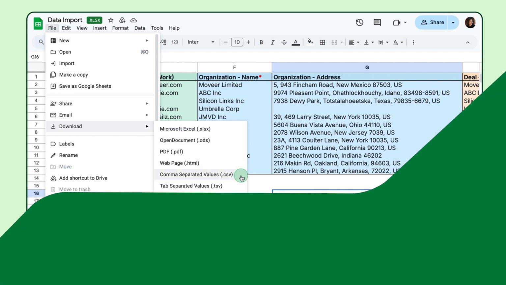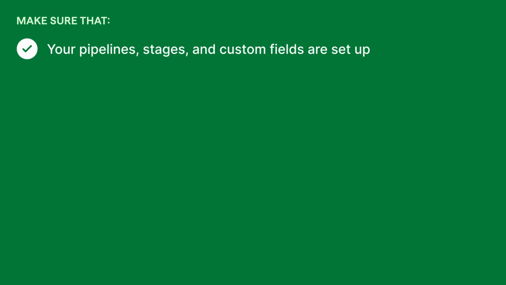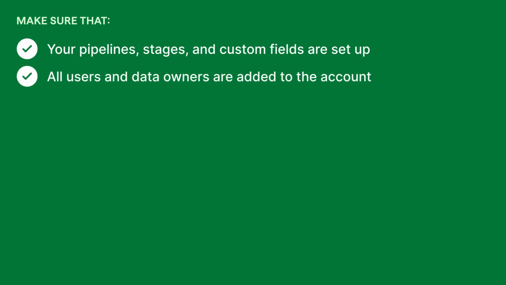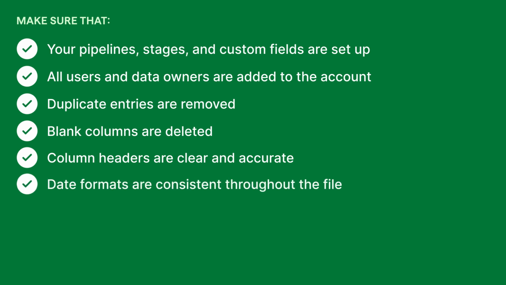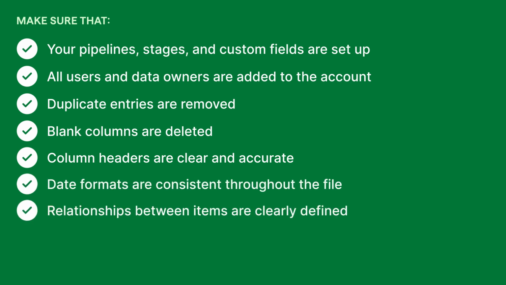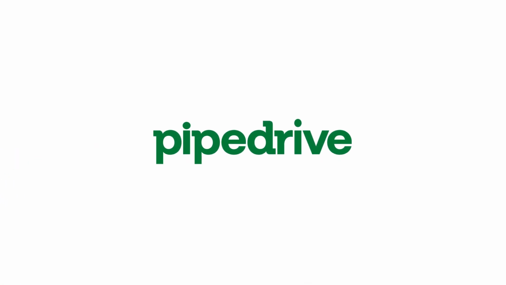Now let's quickly recap what you need for a successful import. Your pipelines, stages, and custom fields are set up. All users and data owners are added to the account. Duplicate entries are removed. Blank columns are deleted. Column headers are clear and accurate. Date formats are consistent throughout the file. And relationships between items are clearly defined. With all this in place, you're ready to move on to the import.